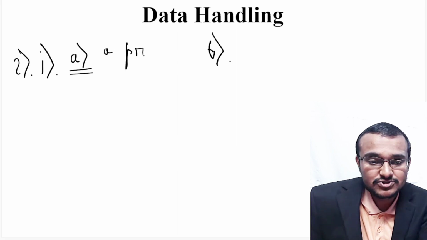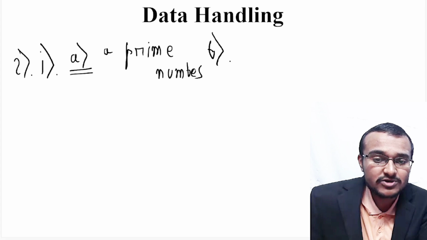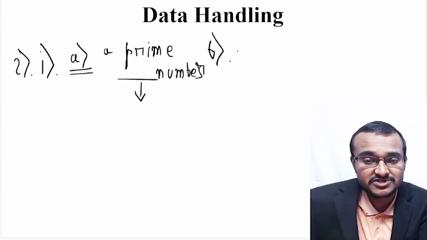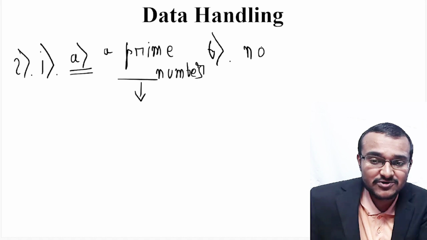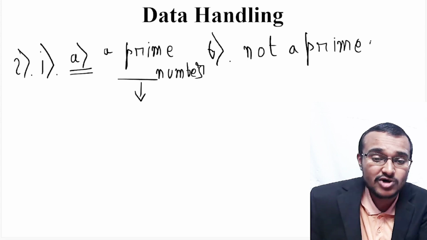So, a prime number. When you roll a die, and getting a prime number is an event, how many outcomes are involved in getting a prime number? So that is one question. And this B question is not a prime number. So how many numbers are not prime on that particular die?